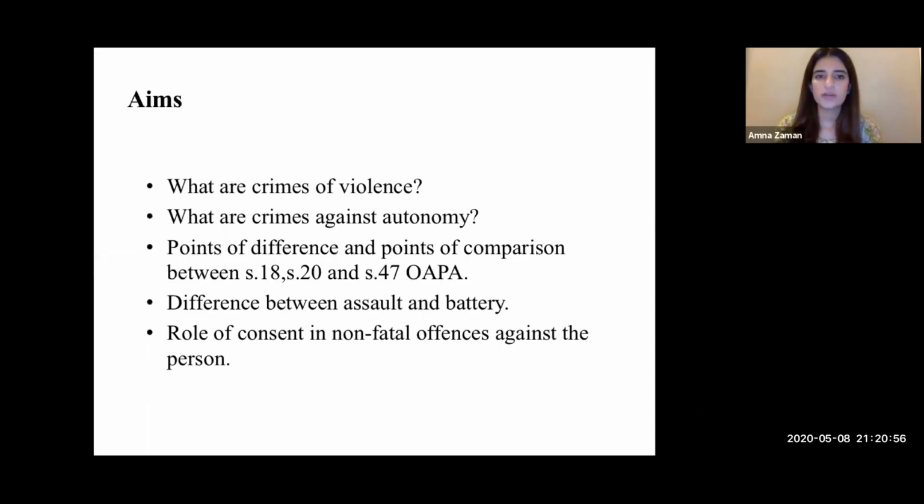The aims for today's lecture would be to understand what are crimes of violence, what are crimes against autonomy, points of difference and points of comparison between Section 18, Section 20, and Section 47 of the Offences Against the Persons Act. We will also try to understand the difference between assault and battery and the role that consent plays in non-fatal offenses against the person.